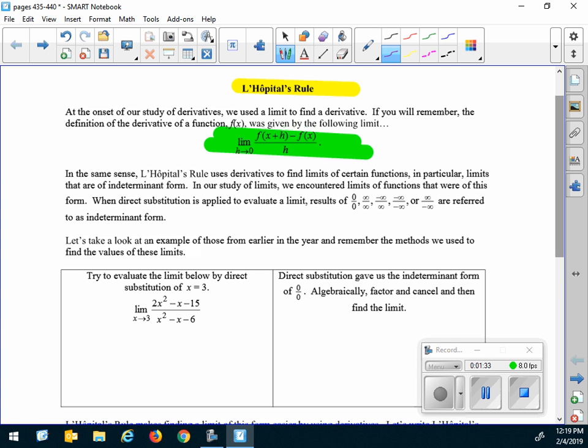Welcome to something else. Now, you know that you could factor and simplify and take limits. That was one way. You could also rationalize the numerator. That was another way. L'Hopital's rule is just another tool in your toolbox to help you find limits.